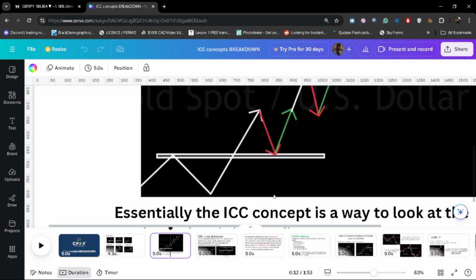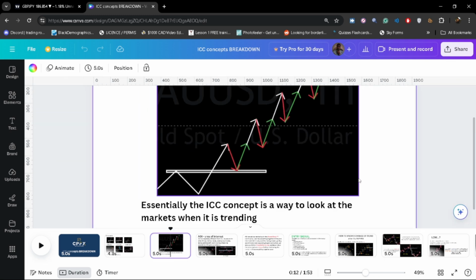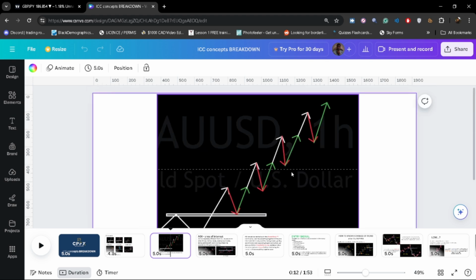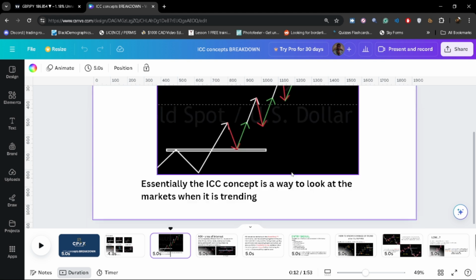Now essentially, the ICC concept is a way to look at the markets when it's trending. So that's basically what it is. Now a lot of people will say, oh, this is basically a break and retest. To be fair, you are correct. It is basically a break and retest. It's just a different perspective.